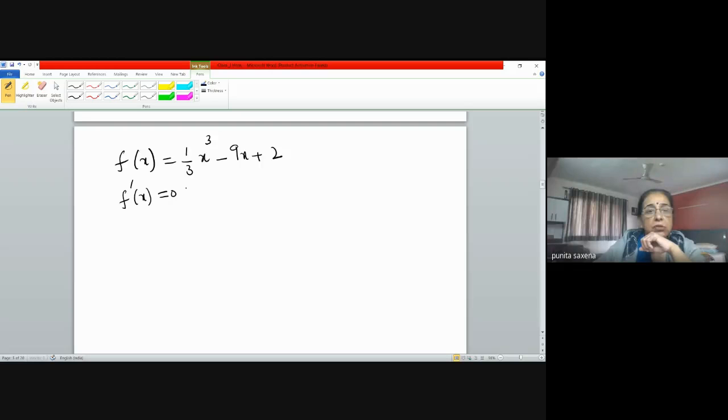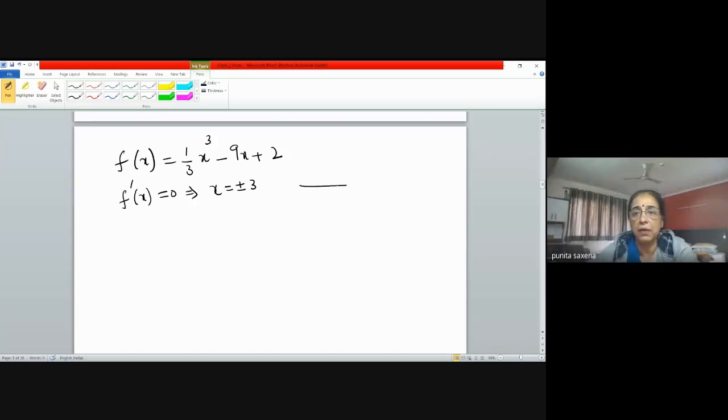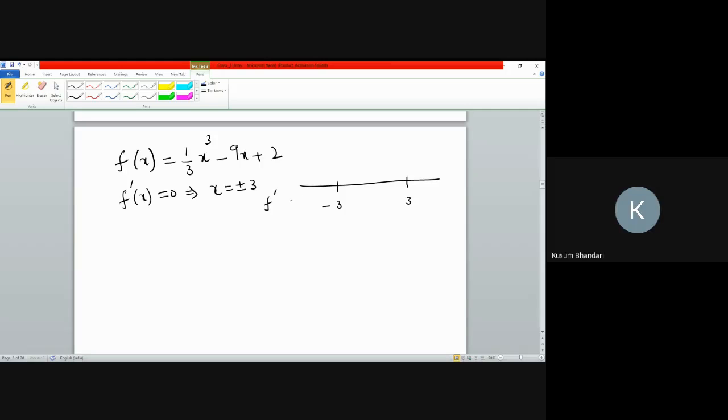Okay, x square, f dash x equal to 0. Then quickly tell me what the values are. Plus 3 and minus 3. Now I'm making a rough here. I will not write in much detail because I have explained. Minus 3 and plus 3. For x less than minus 3, what is the sign of f dash? Positive. Increasing.